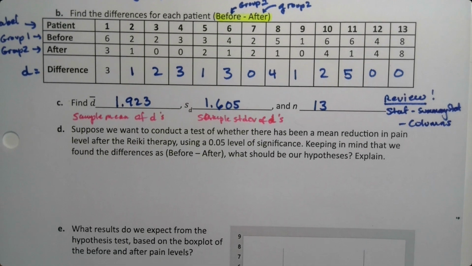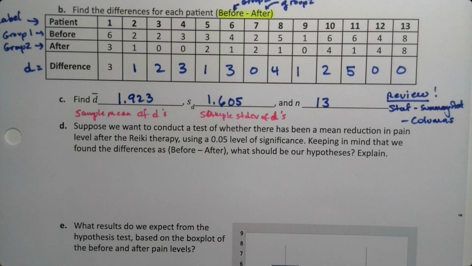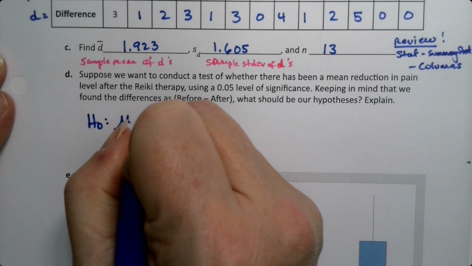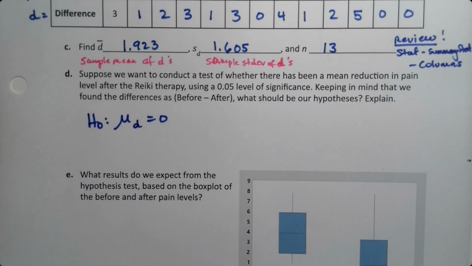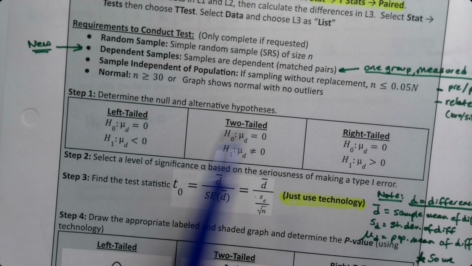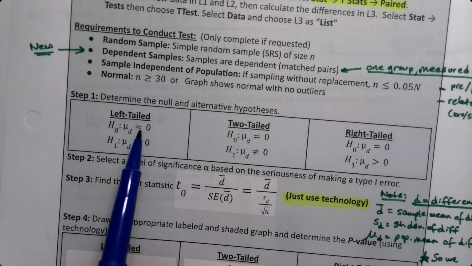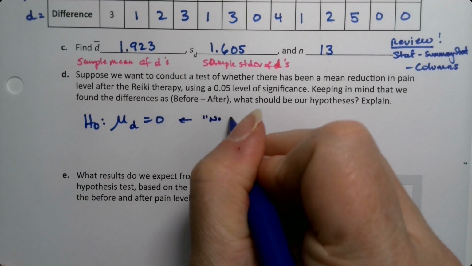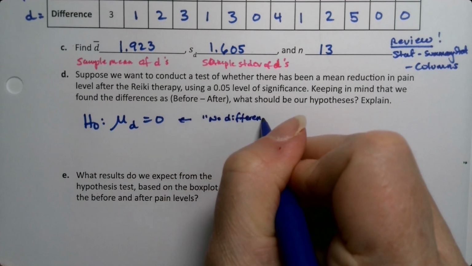All right, now suppose we want to conduct a test of whether there has been a reduction in pain level after the Reiki therapy using a 0.05 level of significance, keeping in mind that we found the differences as before minus after. What should be our hypotheses? All right, tricky. So we know the null hypothesis. In this entire section, it's always mu d equals 0. It never changes. So you're assuming that there's no change, right? That there's no difference, right? So this would be no difference in the two groups, right? There's no difference before and after.